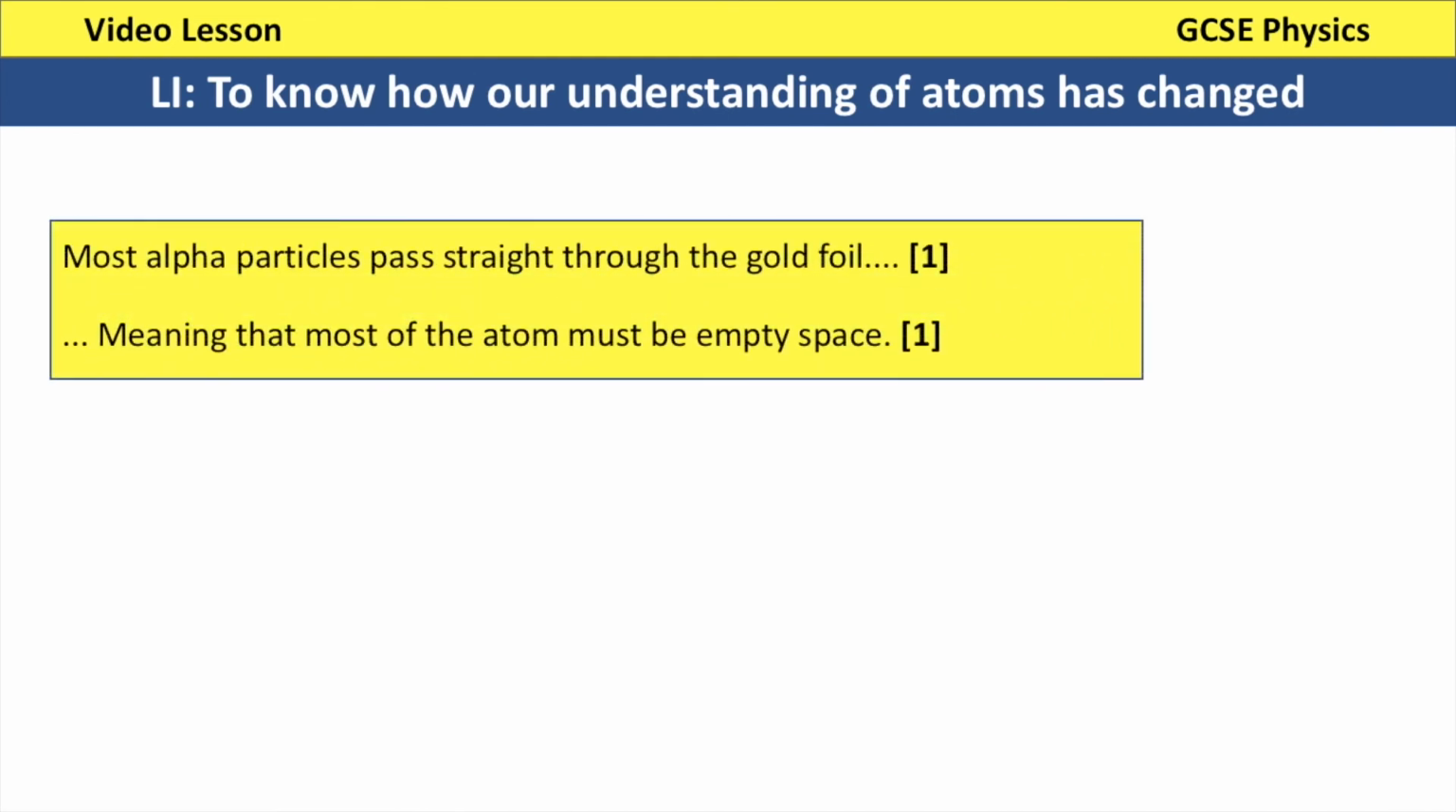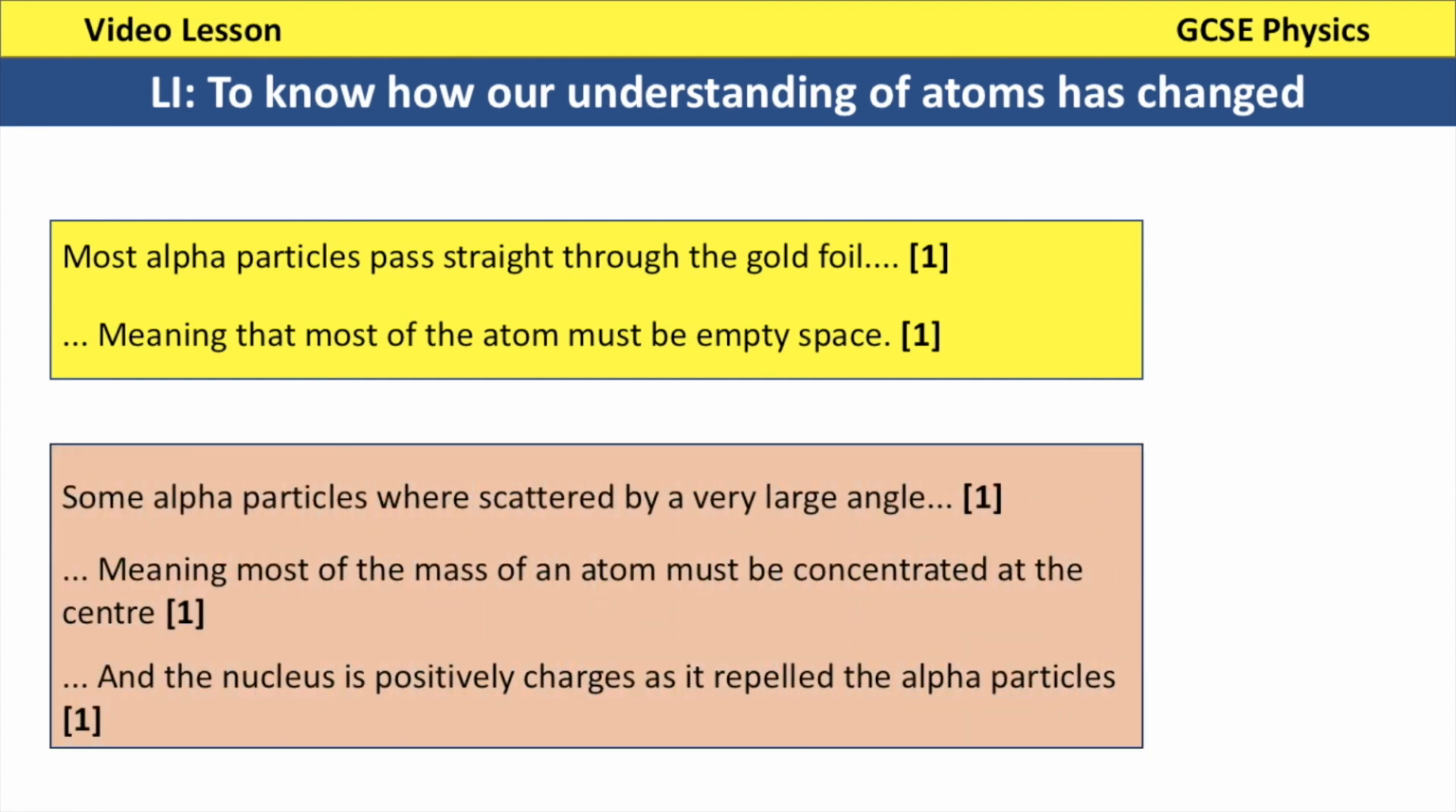So you can have 2 more marks for saying that most alpha particles went straight through the gold foil, which suggested that most of the atom must be made up of empty space. And then if you haven't got 8 marks yet, other marks can be given for saying that some of the alpha particles were deflected backwards or scattered by very large angles, and that meant that most of the mass of the atom must be concentrated at the centre, and the nucleus of that concentrated mass is positive because it repels the alpha particles. So there are a total of 11 different marking points, of which you can score a maximum of 8 for this task.